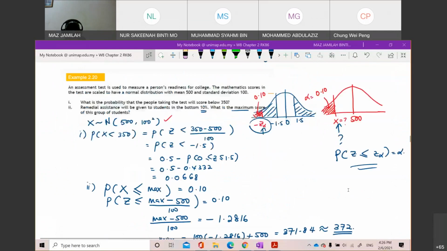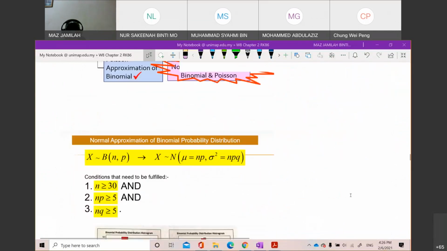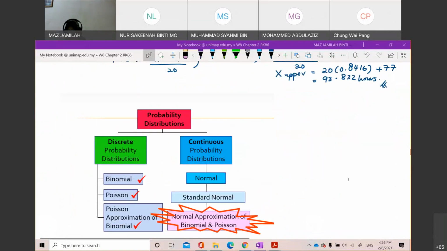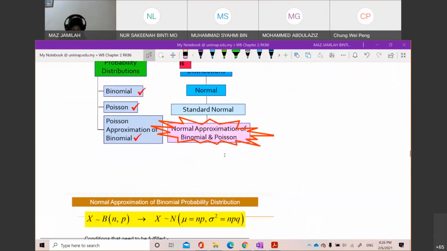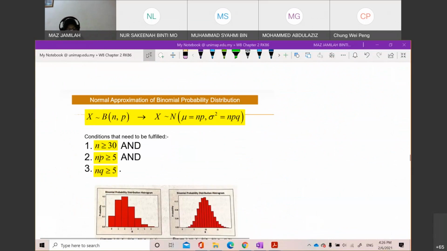Let's continue with the approximation. Last part, the last part of our chapter 2, that will be approximation for Poisson and binomial. What are the things that you should know when we need to approximate from binomial to normal, from Poisson to normal. Now let us look at the first type, that would be normal approximation of binomial probability distribution.